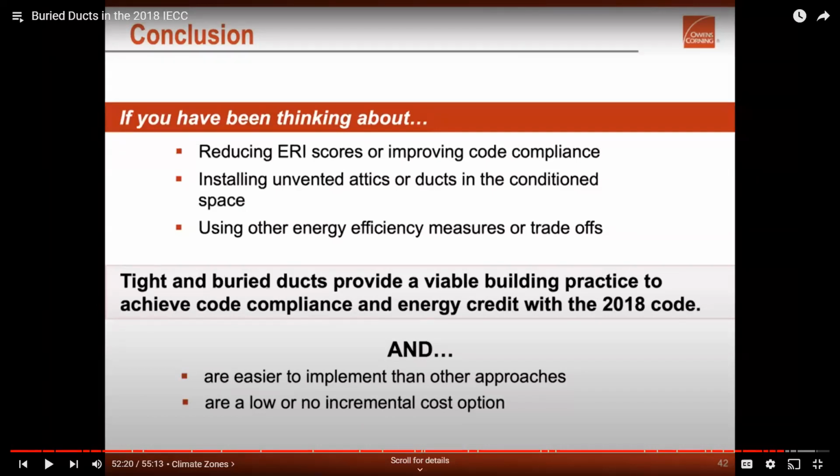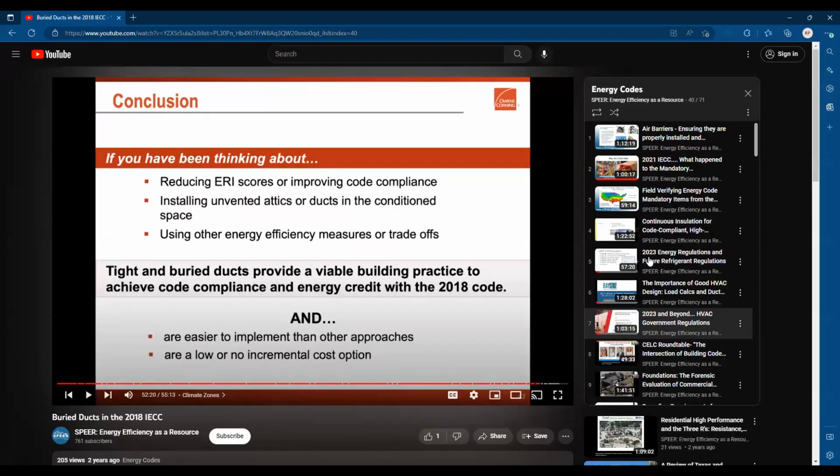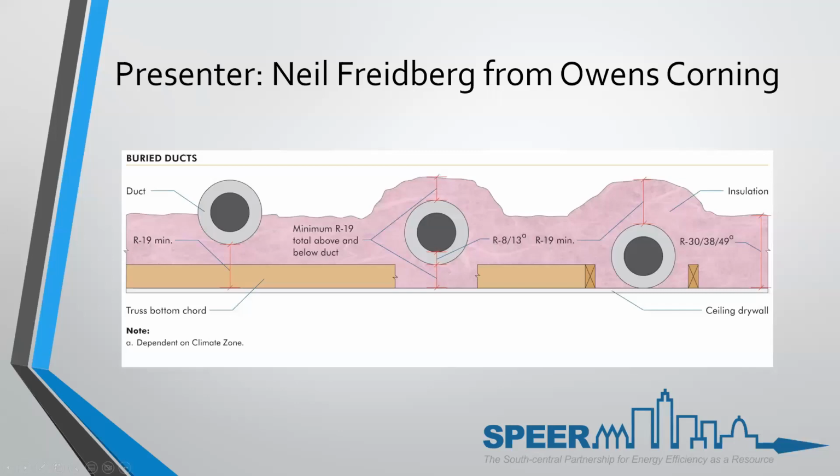But I brought this presentation back up because I believe it will become more of something that you see as opposed to not seeing, because the changes in the code are going to start making it advantageous for them to do that, so that the cold air being created by the unit is actually getting to the rooms themselves. So it's good to see that Neil and his company, Owens Corning, have gone through the testing and looked at different levels and what worked and what didn't work.